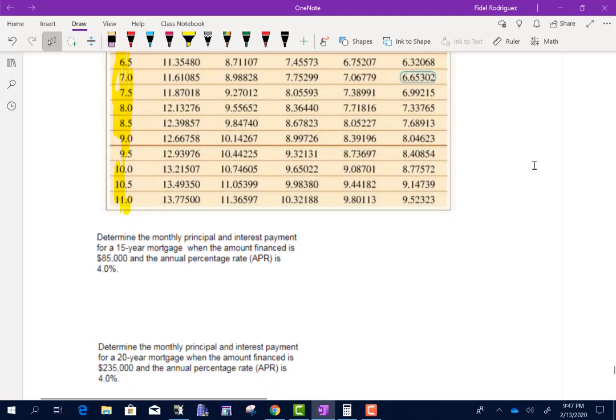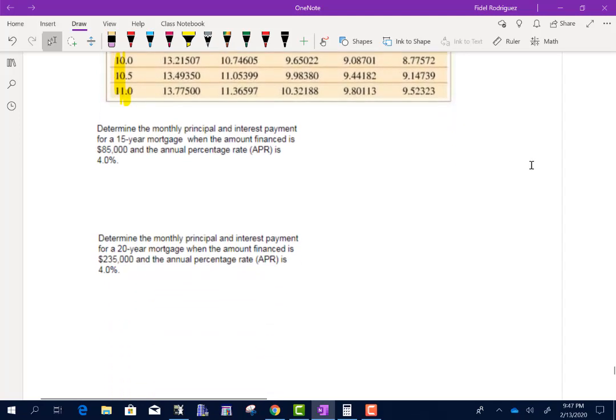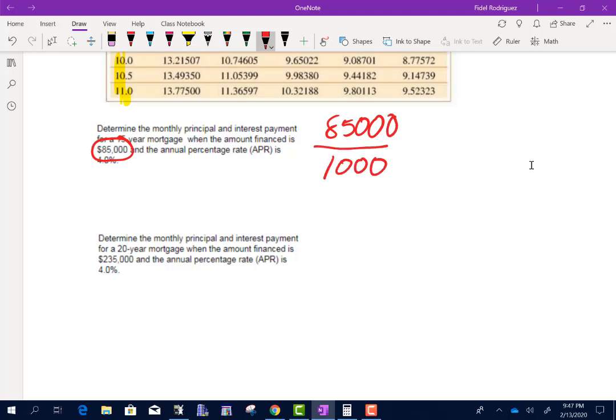I'm going to scroll down to the next problem that we got here. And it says, determine the monthly principal and interest payment for a 15-year mortgage when the amount financed is $85,000 and the annual percentage rate APR is 4%. Okay, first thing I'm going to do, I'm going to take this number 85,000 and divide it by 1,000, and the number that I'm going to come up with is 85.